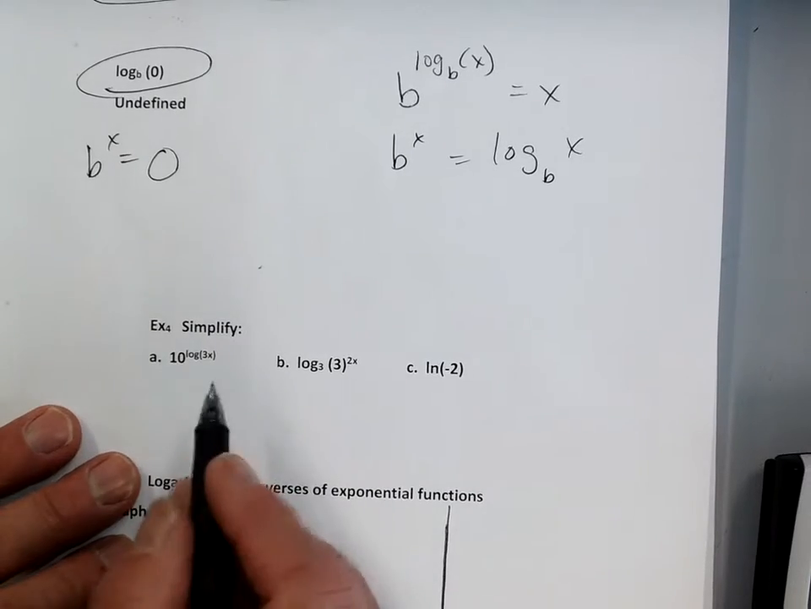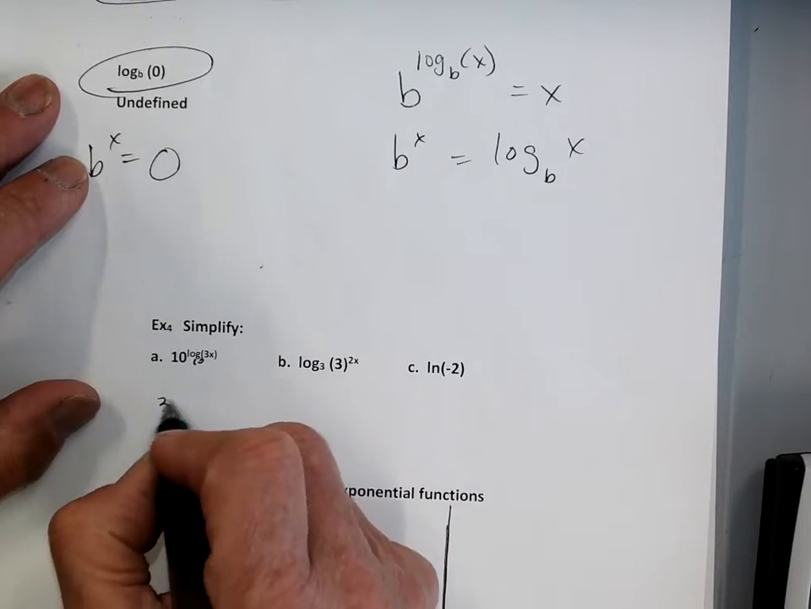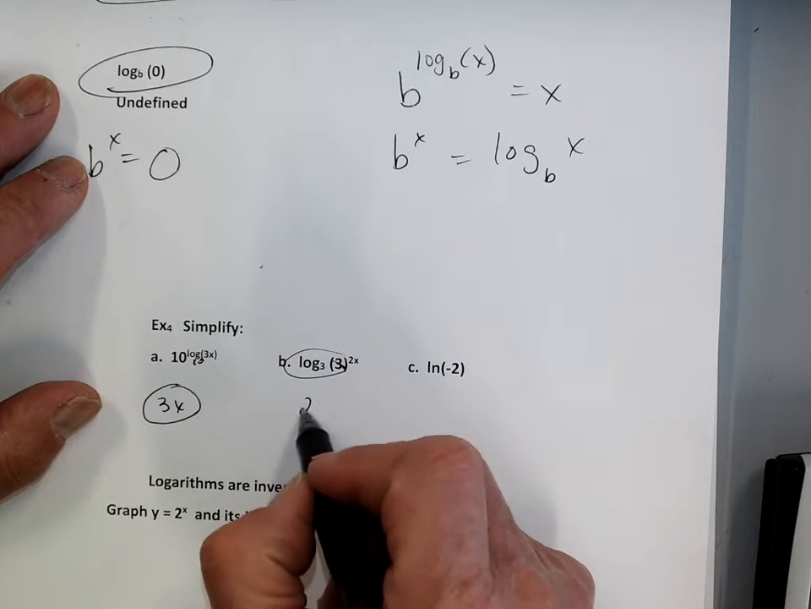So let's apply this rule. Same base, they cancel each other. I get a 3x. Let's use the rule. These two are the same. They cancel each other. Just 2x.